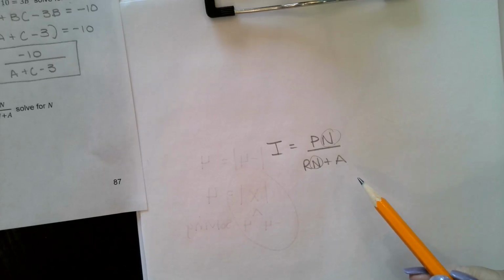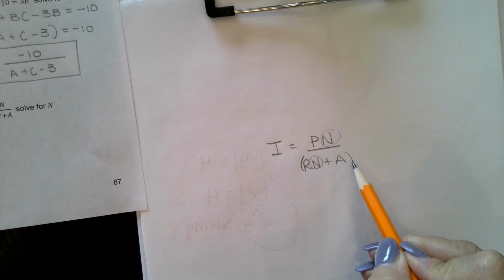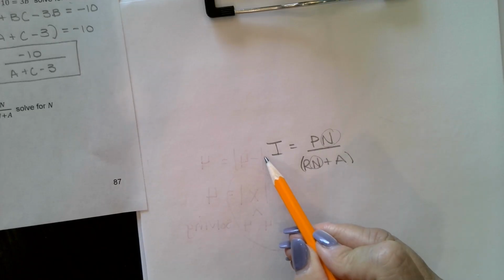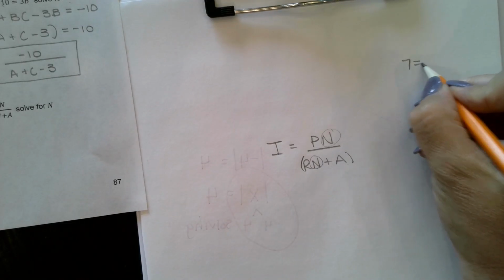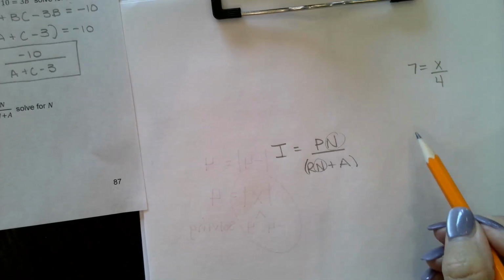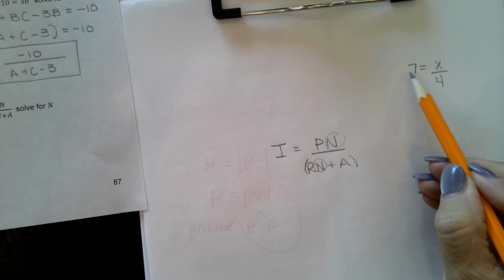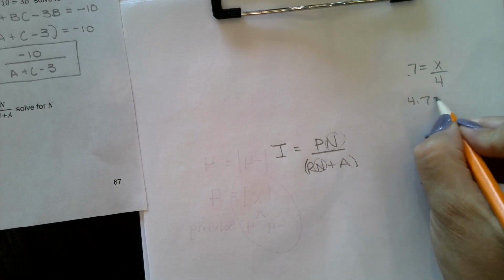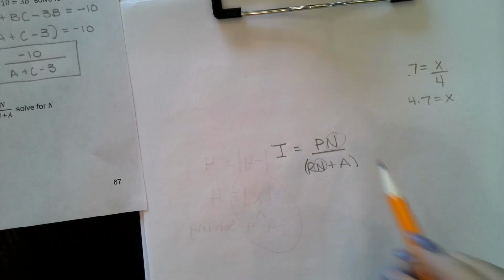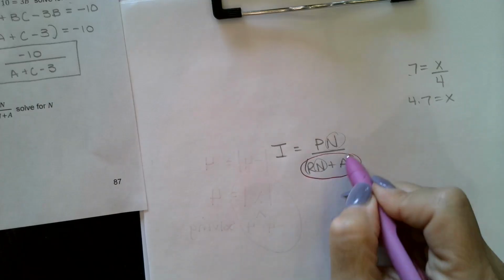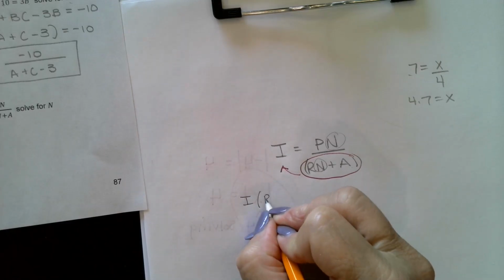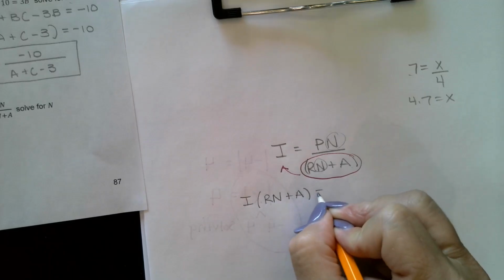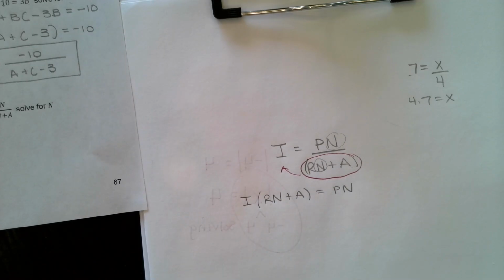So what I'm going to do is take this entire denominator and multiply it to the other side, right? So if I had something that looked like 7 equals x over 4, we would solve this by taking this 4 and multiplying it to the other side and have 4 times 7 equals x, right? So that's what I'm doing. I'm going to take this denominator right here and move it up here. So this gives me I times Rn plus A equals Pn. I took the denominator and moved it up here.